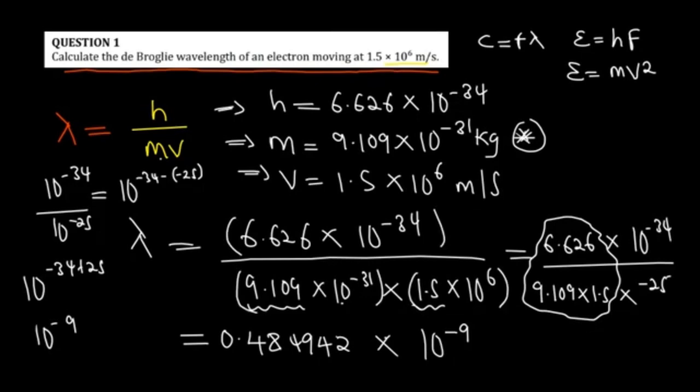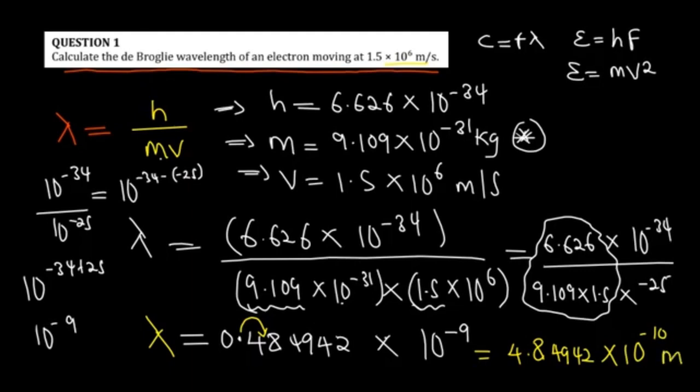Okay, and then I can make it into scientific notation, meaning that I can move this decimal point one step to the right. If I move it one step to the right, then I have to subtract a 1 on this guy here. So it will be 4.84942 times 10 to the power minus 10. Okay, so this will be the wavelength, and the wavelength is just a distance, so the units there are meters.